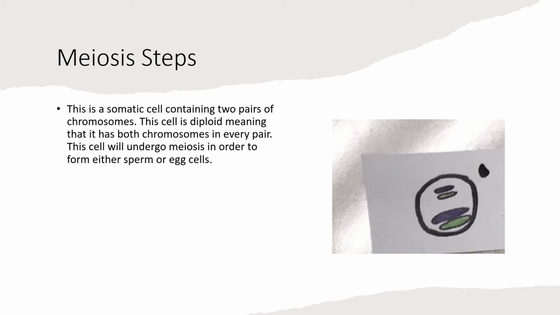This cell is diploid, meaning that it has both chromosomes in every pair. So we have those two pairs, remember, we have 4 chromosomes total. In one pair, our smaller pair, we have one from dad, one from mom. In our second pair, our larger pair, we have one from dad, one from mom. So this is a diploid cell because it has both chromosomes from mom and dad in it. So this cell is going to undergo meiosis in order to form either sperm or egg cells. Eventually this one cell is going to split so that we have 4 haploid cells. And we're going to look at how that happens.